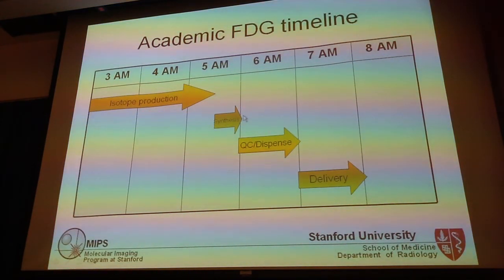This is what a typical day at Stanford looks like. At 3 a.m. you start the bombardment. You bombard it for about 2.5 hours, about 2 hours. And then this is the synthesis part where you put it through those automatic tubes. And then you ship it out. You do the quality control and dispensing, which is about an hour, and then it goes out to different facilities.